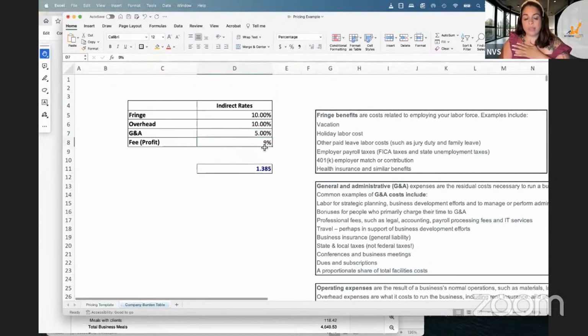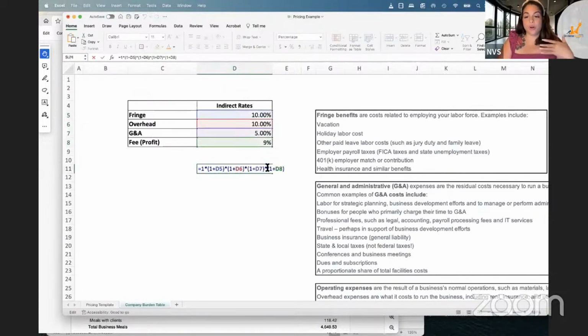And along with that, I know everyone's like, what's my fee? Your fee's after all this. This is not your profit. That's for you to run your business. Your profit is after all those expenses.